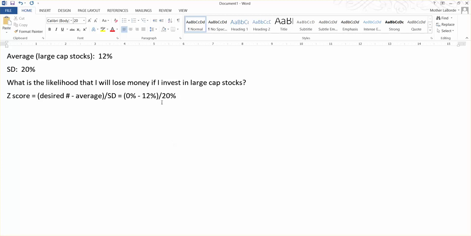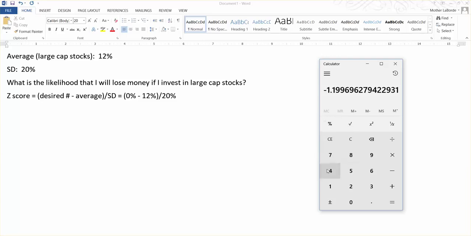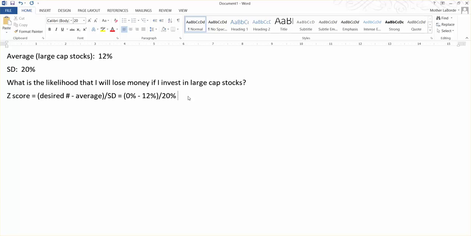So that's going to be minus 12 divided by 20. And I'm just going to do 12 divided by 20. Gives me 0.6. I probably should have been able to do that in my head. It's actually going to be minus 0.6. And so now I would pop over to my z table, which I have here.